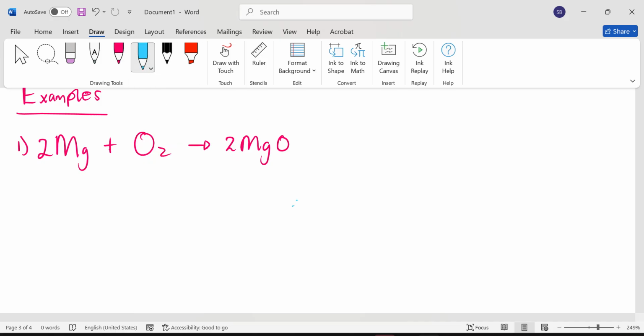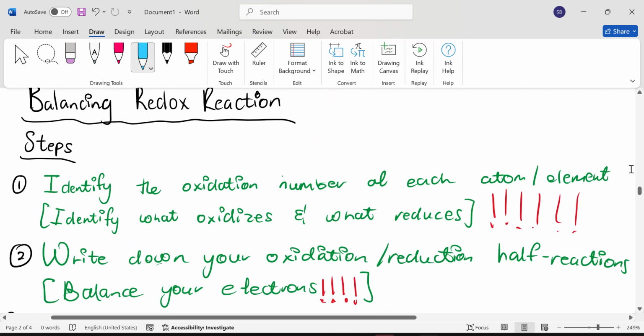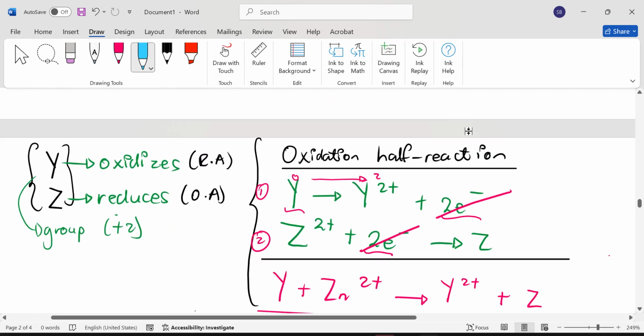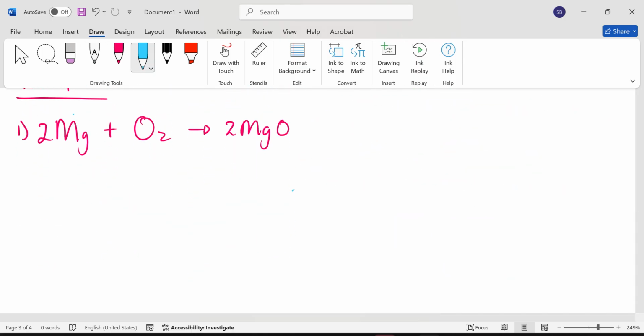So what exactly do we do now? Now we go to step one. What does step one say? Identify the oxidation number of each atom. Okay, so let's do that. What's the oxidation number of magnesium? I hope you scream at the top of your voice and actually say it as 0 because it's a pure element. What about oxygen? Yes, 0. What about magnesium in MgO? 2 plus. And oxygen? Definitely 2 minus.